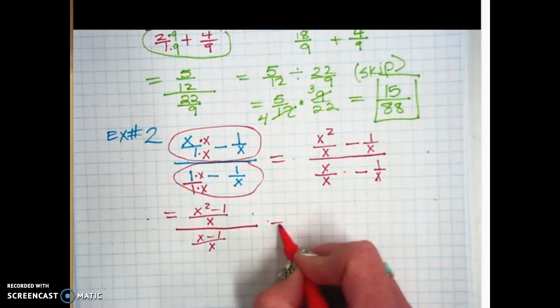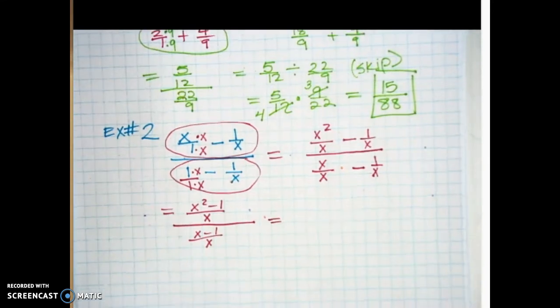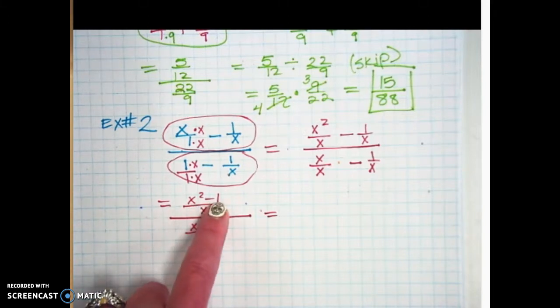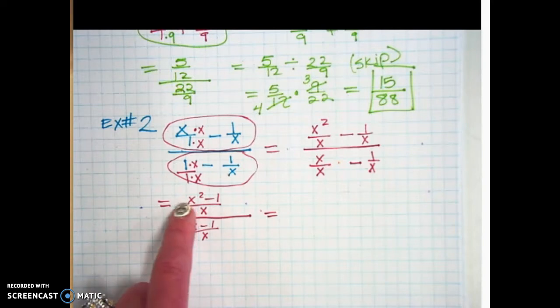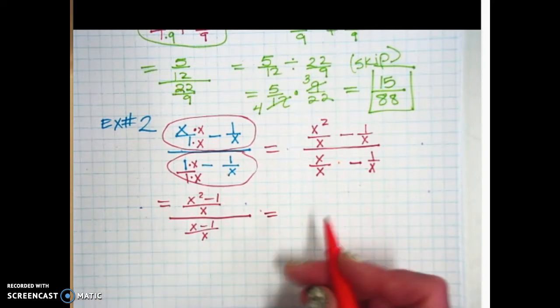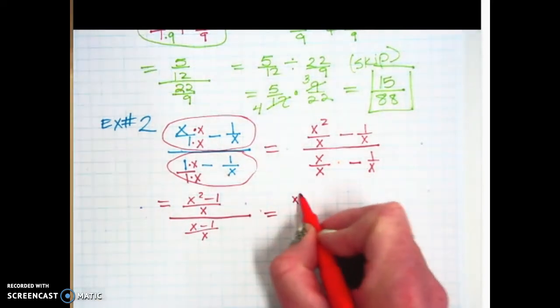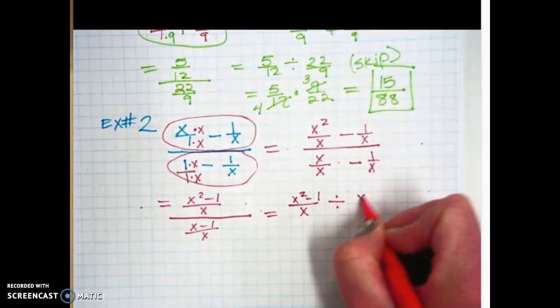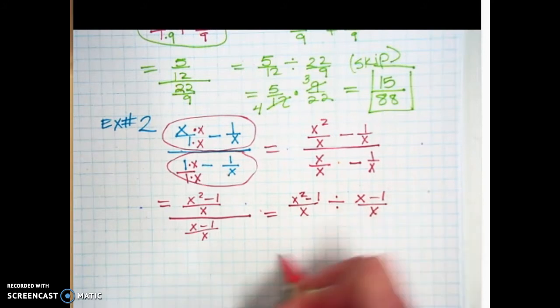All right, so now we're going to rewrite it as a division problem, and then we're going to use the invert and multiply rule to change it to a multiplication problem. And at some point, I can see that we're going to need to factor this, right? This x squared minus 1, because I'm seeing perfect squares here. Okay, so let's write x squared minus 1 over x divided by x minus 1 over x.